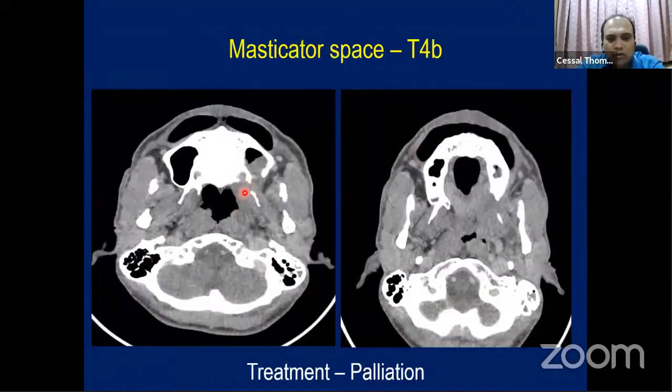So here you can see that pterygoid plate destruction is there. You can make out this is the insertion of the temporalis. It is inserted. It is involved. So it's a supra-notch disease. And this patient, they are not candidates for radical approach. And this is candidates for palliation.